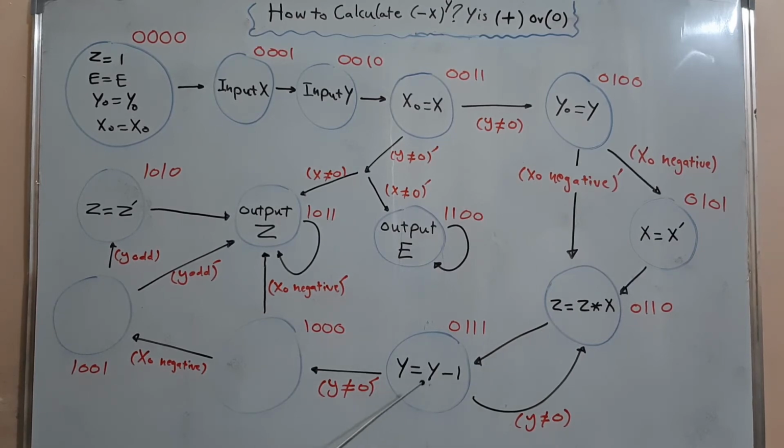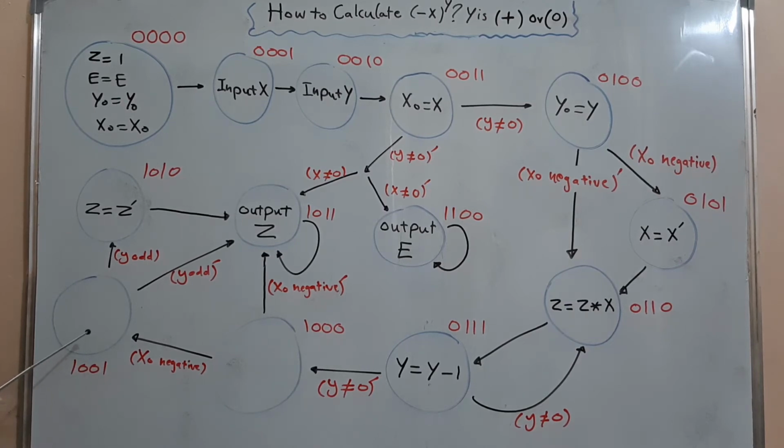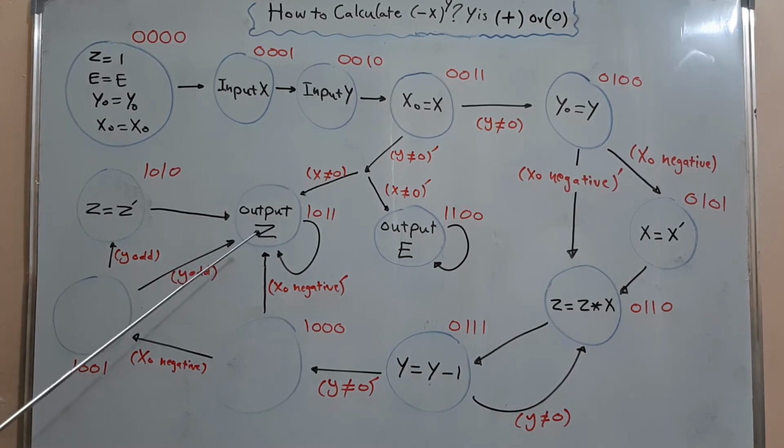If it's equal, then the computer system will go to a rest step where it will test whether xo is negative or not. If it's not negative, then the output of z will occur. But if it's negative, the system will go to another resting step. After that step, the computer system will test whether y is an odd number or not. If y is an odd number, then it will go to this step. If it's not an odd number, then the output of z will occur.